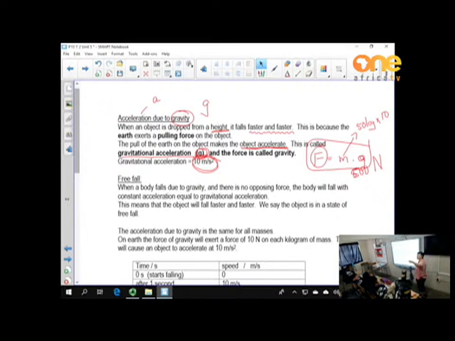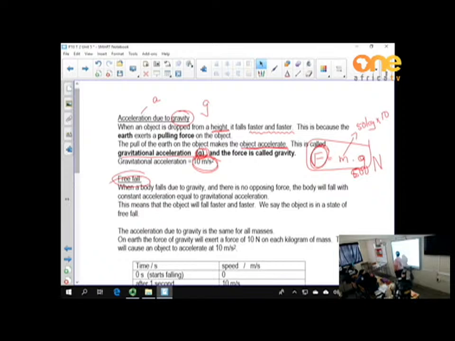In the second second, it is going to fall 10 meters further. Do you follow? Okay, in the third second, it's going to fall 10 meters further than it did in the second. In other words, your speed is going to be 10 meters per second, then 20 meters per second, then 30 meters per second. Do you understand? Your speed will increase constantly, yes.